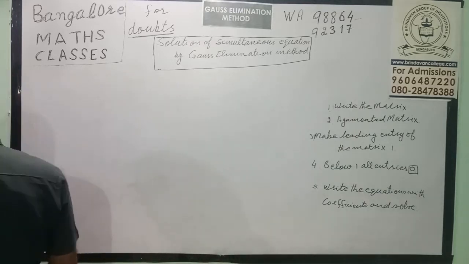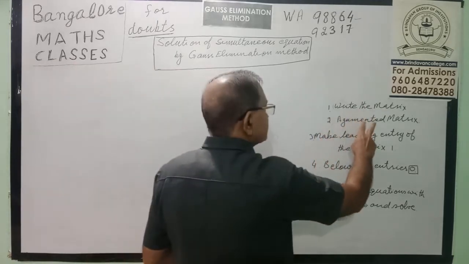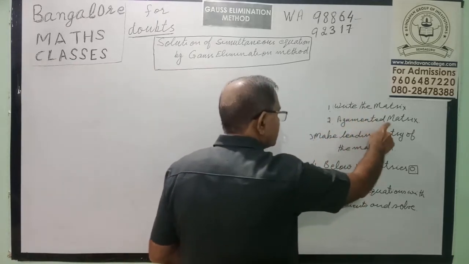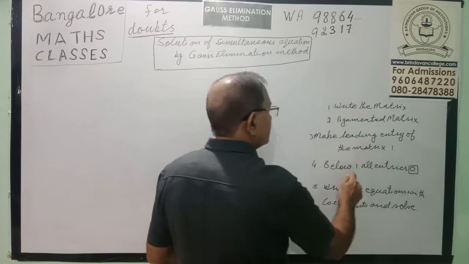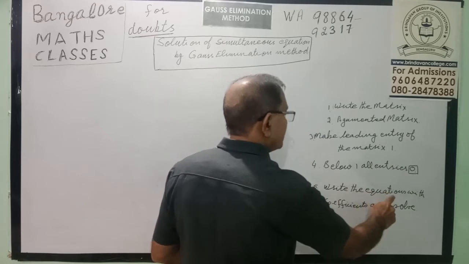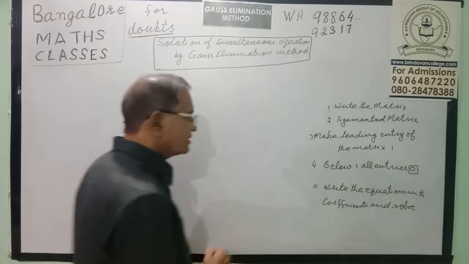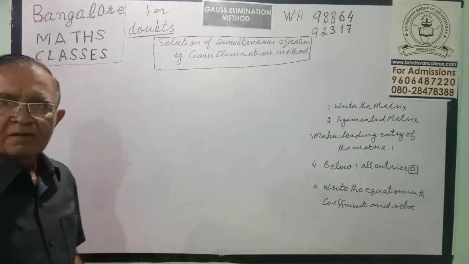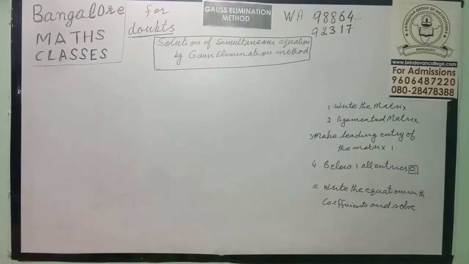Now see the steps once again. Write the matrix, then augmented matrix, make the leading entry of the matrix 1, below 1 all entries 0, write the equations with the coefficients and solve it. These are the 5 steps. See, very simple to solve.